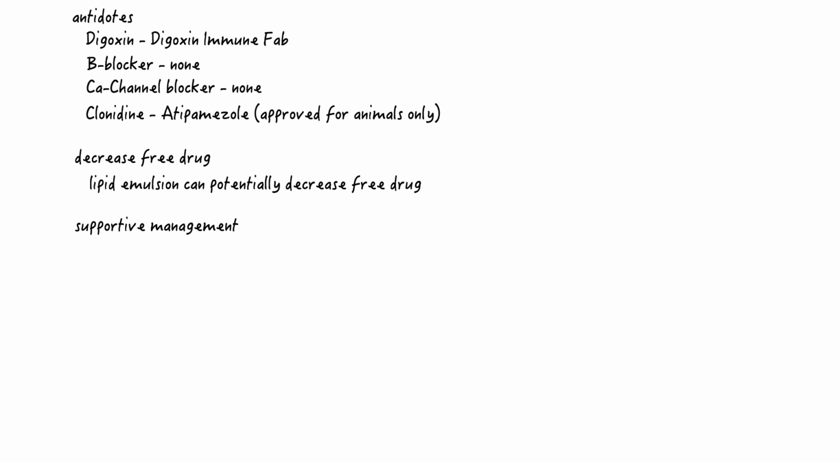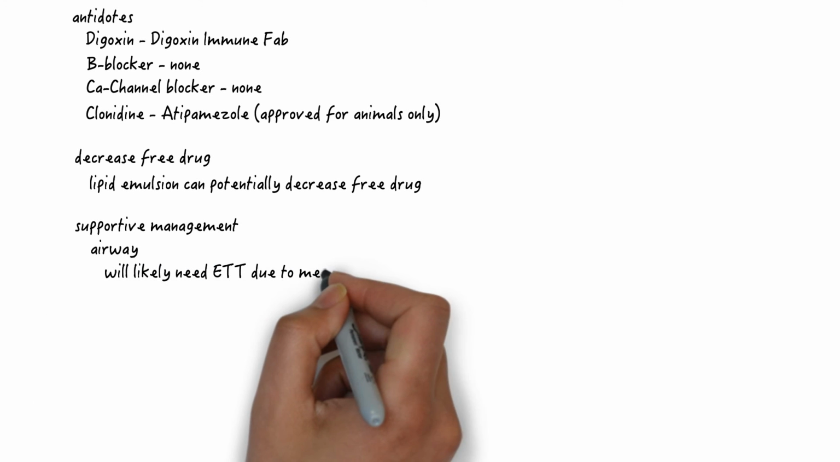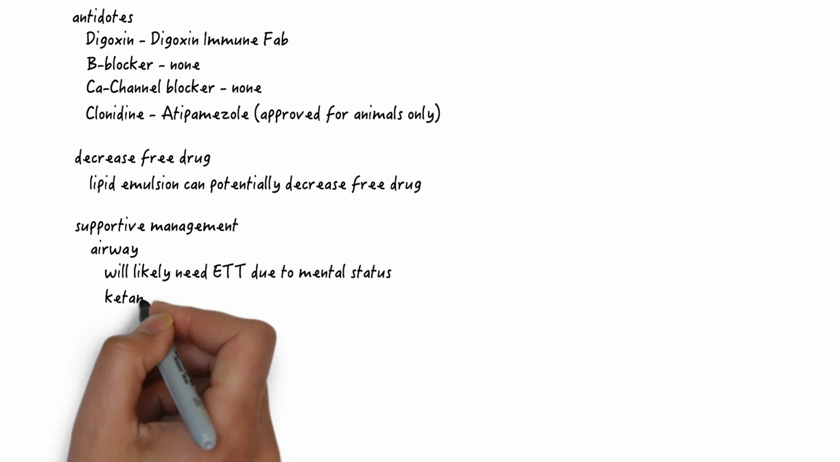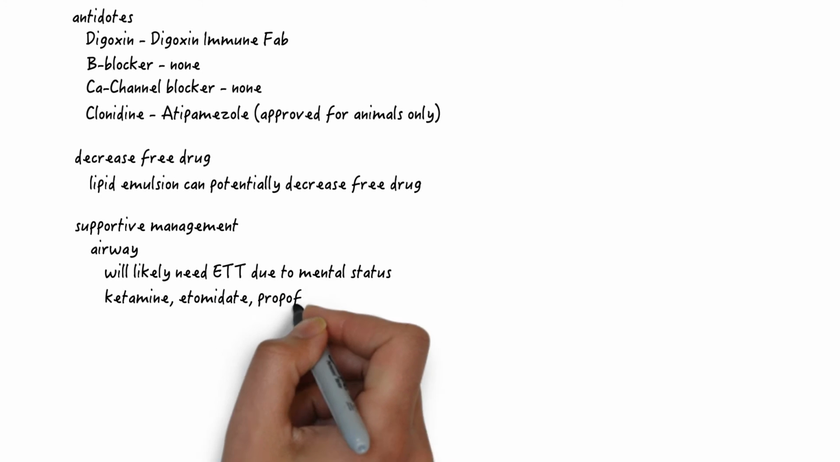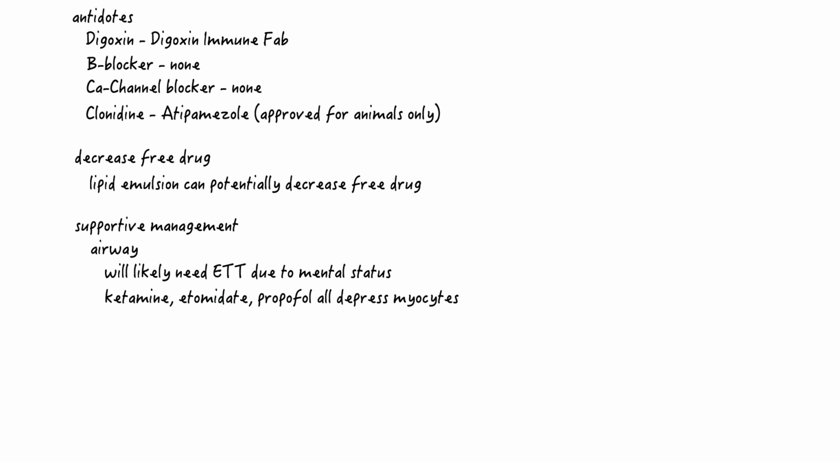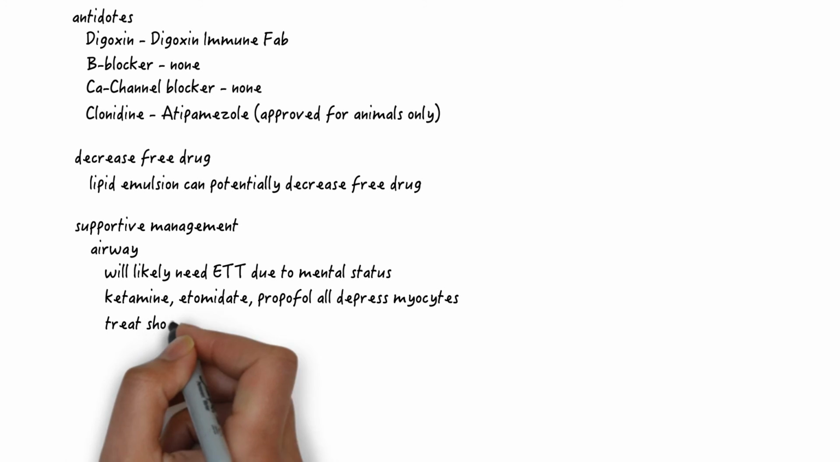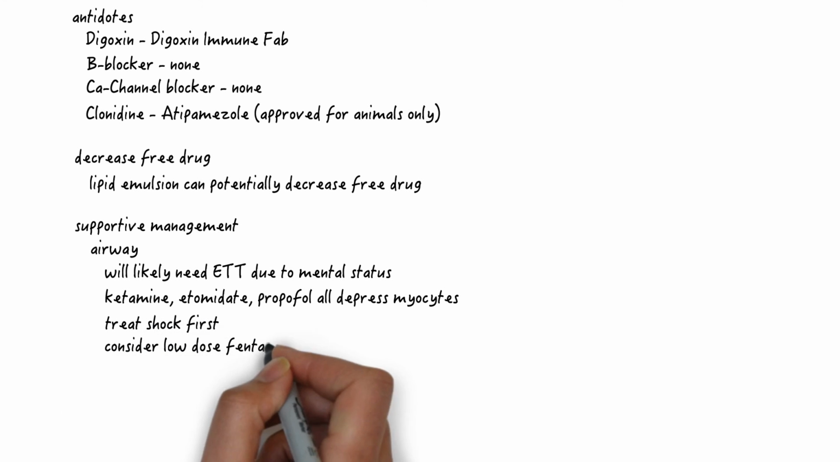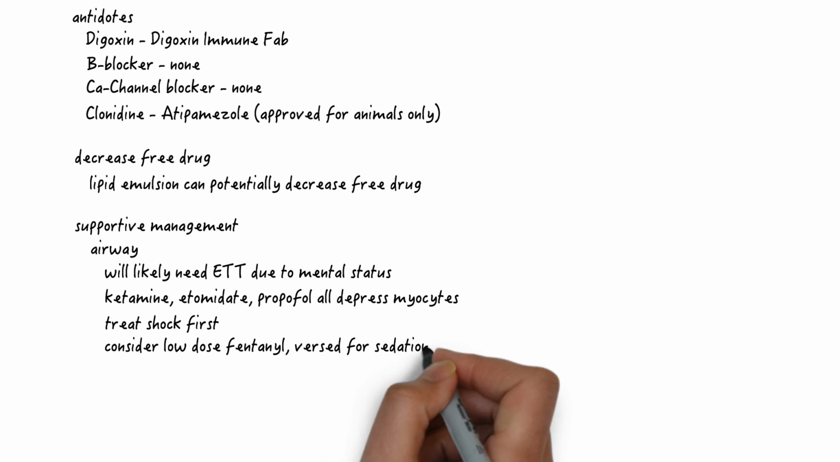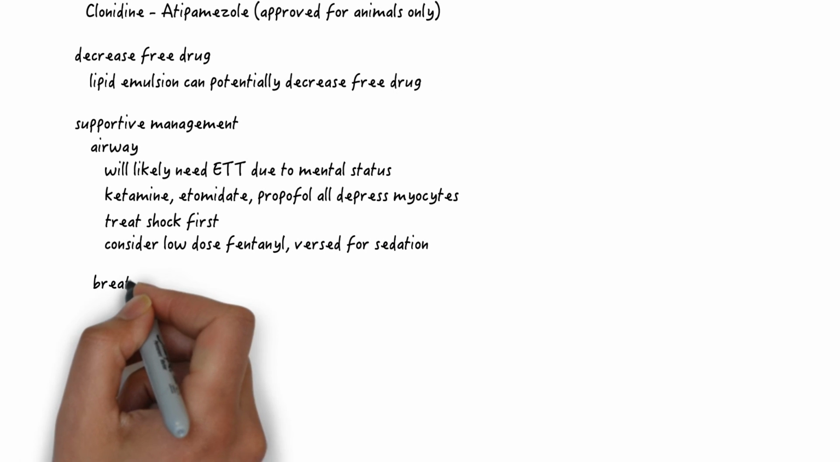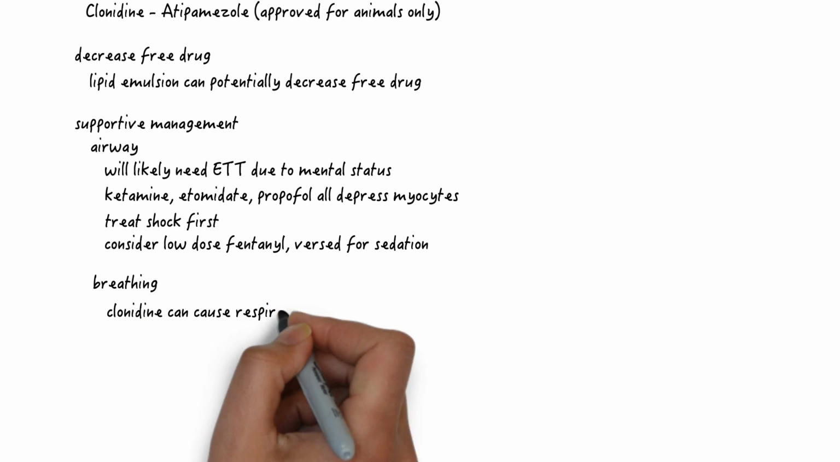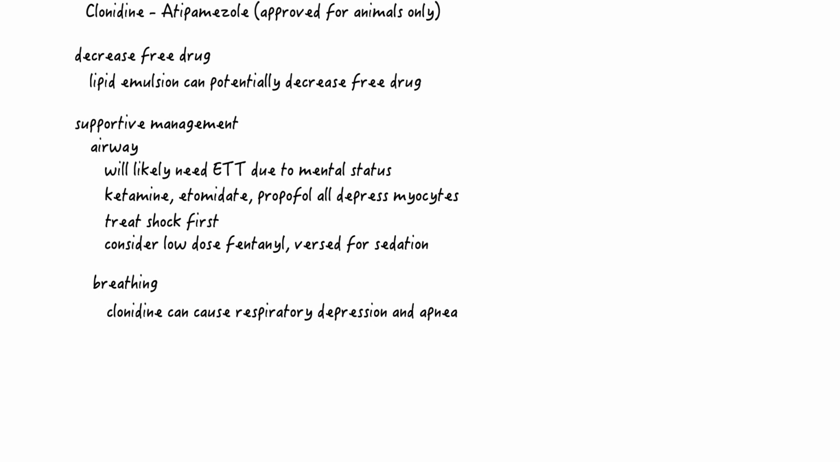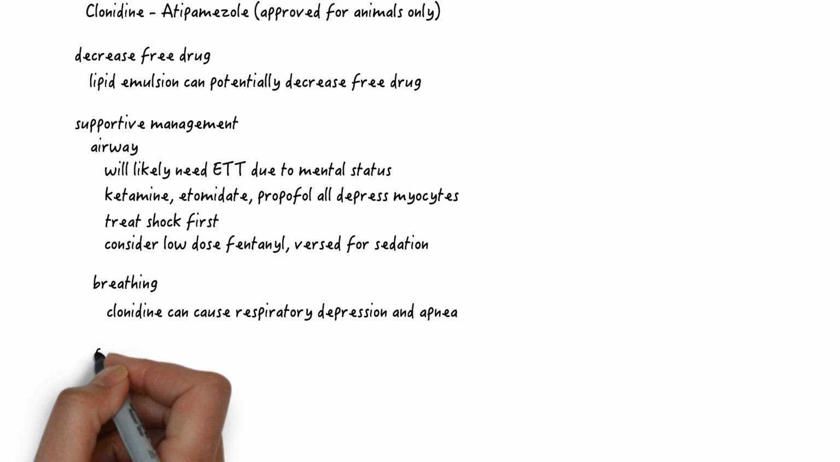And lastly, supportive management. From an airway perspective, these patients generally need intubation because of their depressed mental status. However, remember that ketamine, etomidate, propofol, they all depress the myocyte. So you should treat the shock first. And when intubating, because they're already altered, consider low-dose fentanyl and Versed for sedation. For breathing, clonidine can cause respiratory depression and apnea, and you would support this with mechanical ventilation as needed.